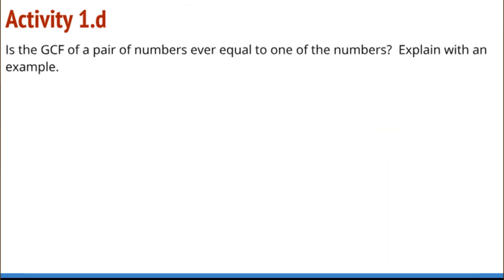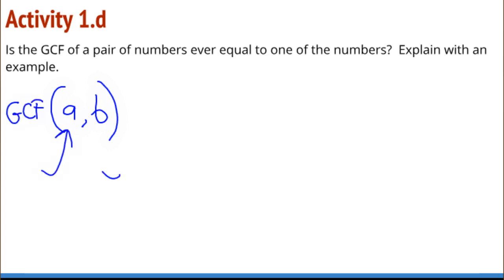All right, is the greatest common factor of a pair of numbers ever equal to one of the numbers? Explain with an example. So I've got number A and I've got number B, and I am looking for the greatest common factor. Is the greatest common factor ever A or B? So pause and think about that for a moment. And the answer is yes.